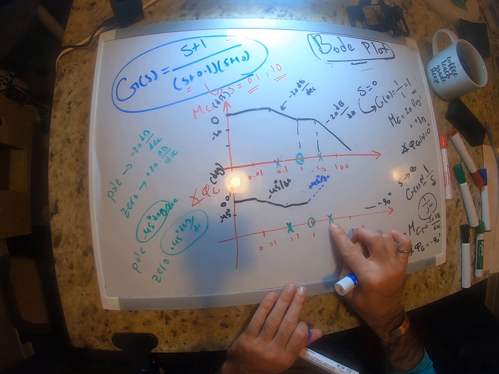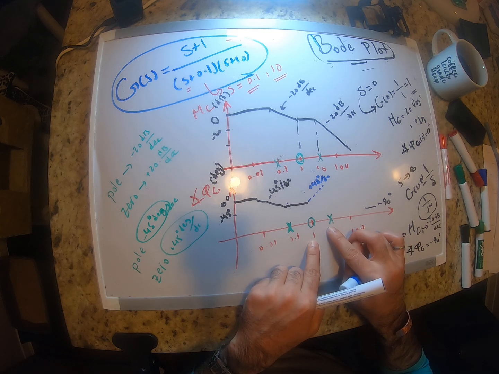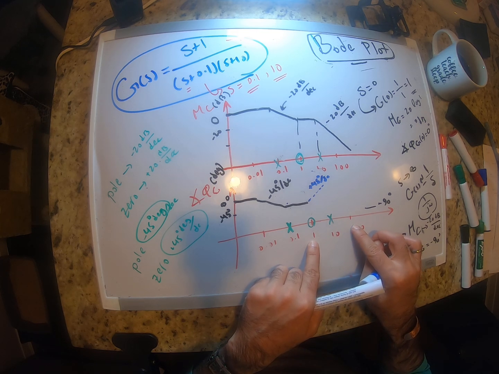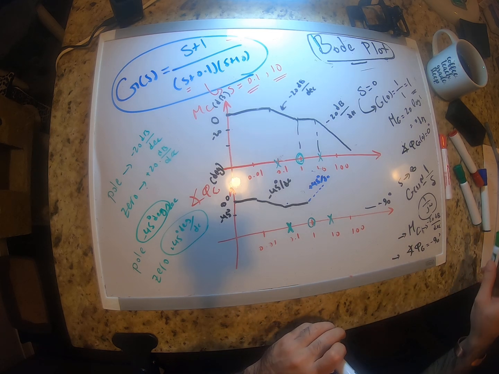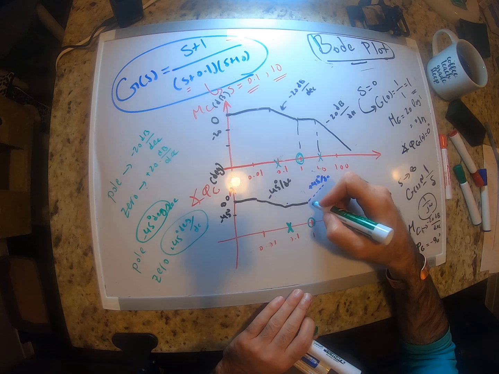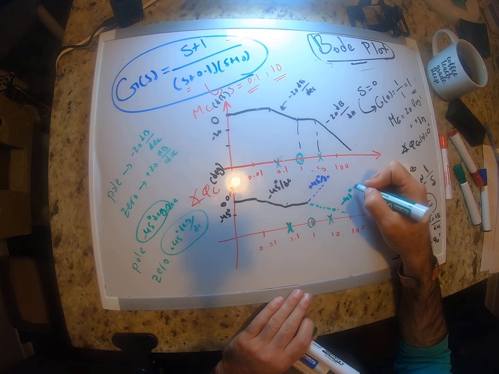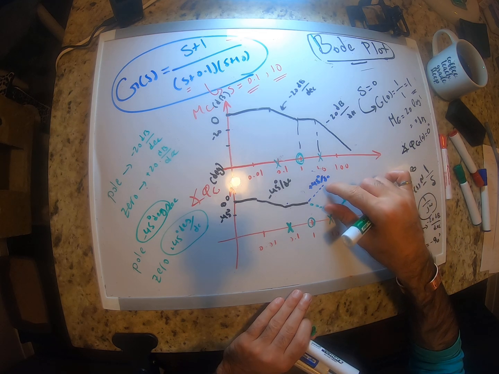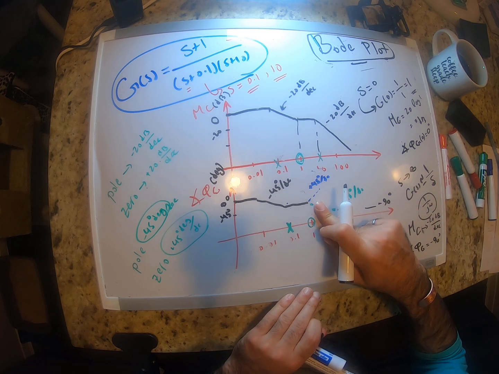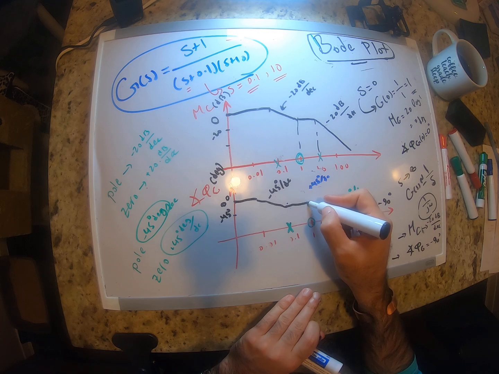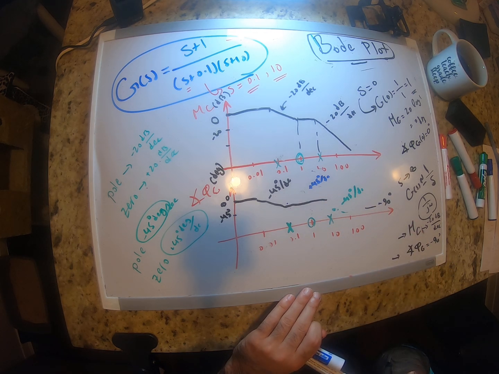But this pole, it's gonna start its impact 1 decade before, and its impact is gonna last up to 1 decade after. So what this pole wants to do is basically something like this, minus 45 degrees per decade. Again, these two would cancel out each other. So up to here, the phase is gonna stay constant.